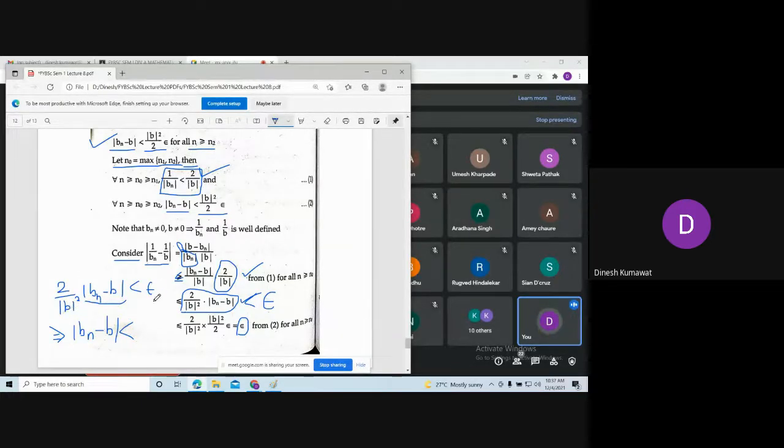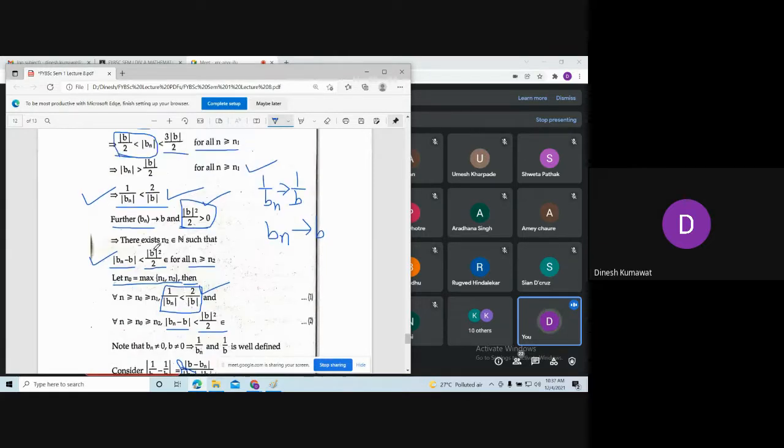You just shift this term to the right hand side. So here we are having mod b square into epsilon by 2. Is this clear? Yes, sir. Okay, so see why we did this: because this relation we got, we have to show is less than epsilon. So we assume it is less than epsilon first. After assuming this, we have to derive the condition on bn minus b. So using that we have this condition. Okay, so you can replace epsilon by this number mod b square epsilon by 2. That's why we have chosen this number.